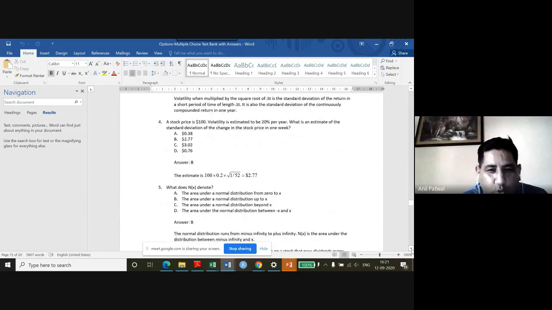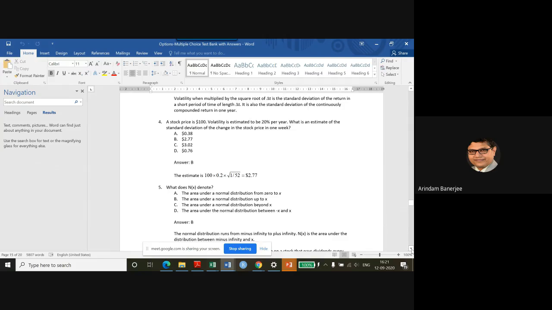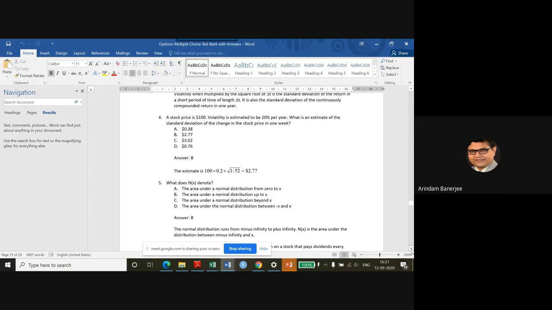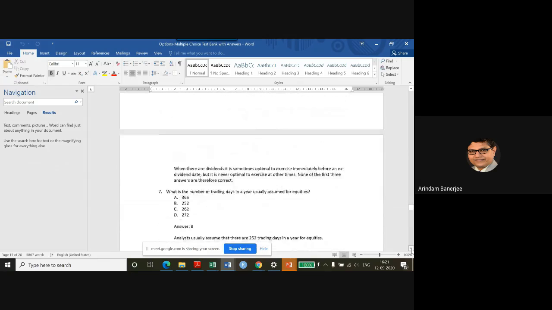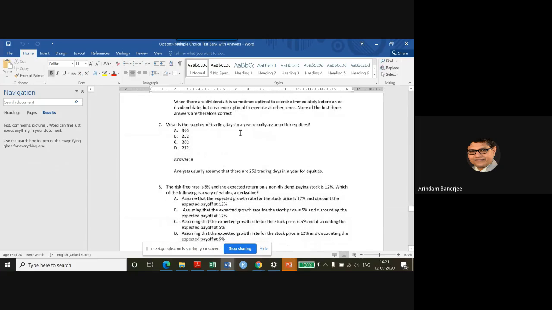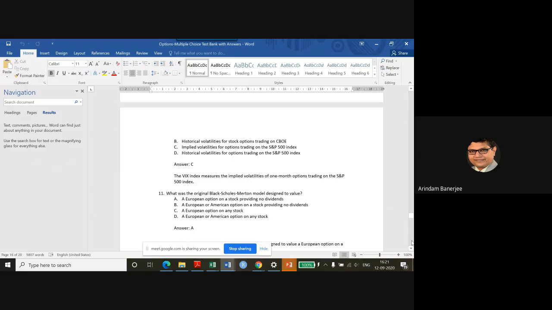For valuation, we have to go through this. Yes, yes. For example, valuation, this proportional penalty, these types of questions, like the number of trading days usually assumed for equities. This type is basic understanding, conceptual, not very long mathematical questions, not like that.